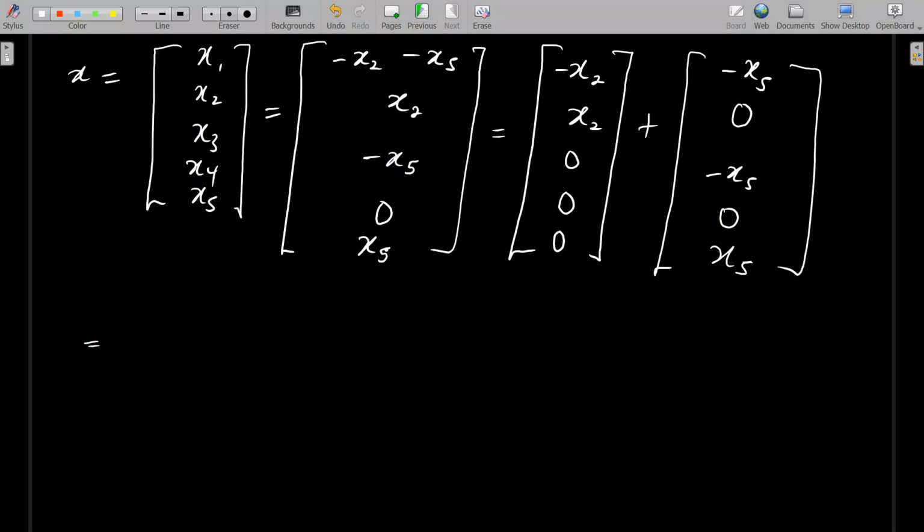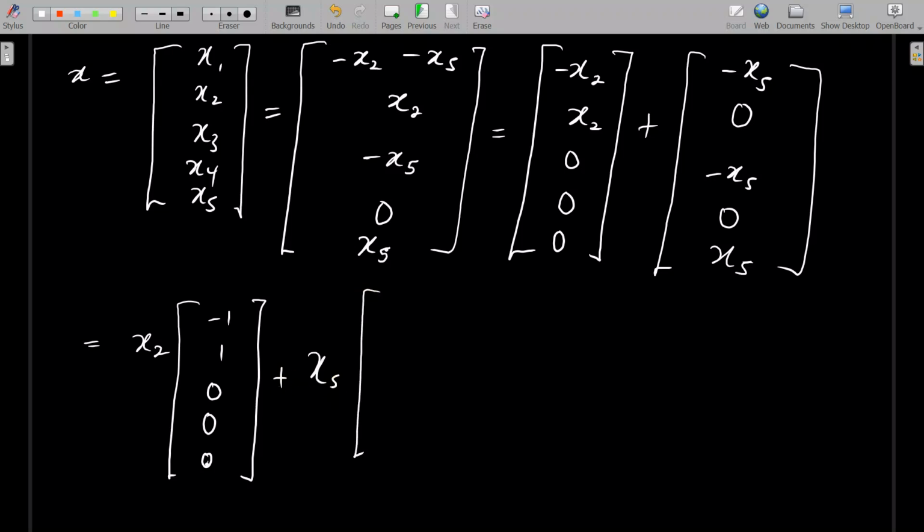So what this means is that I can pull out x2 in the first column. I'm going to have negative 1, 1, 0, 0, 0. And I can pull out x5. I'm going to have negative 1, 0, negative 1, 0, 1. Okay, so it means x2 and x5 can be any number at all, but the vector x takes this form. Some number times this vector, that is the x2 that I'm talking about. It's a constant, any value, times this vector, and then some number times this vector.